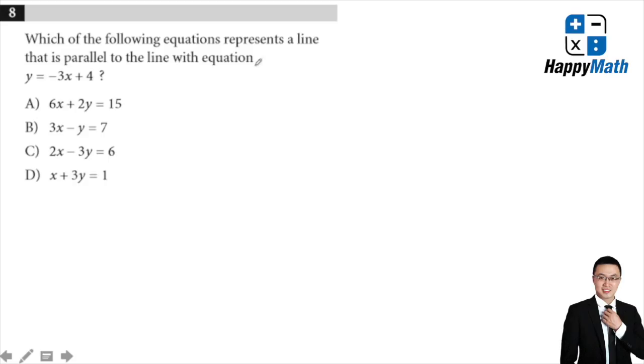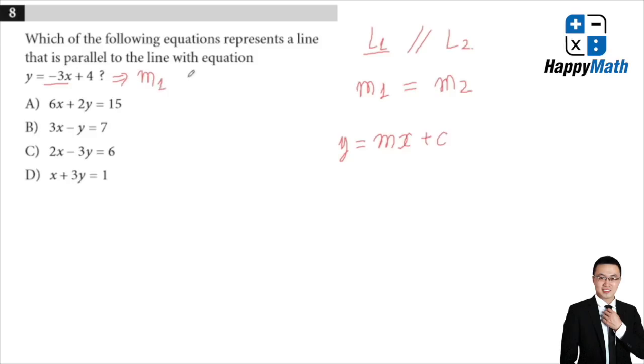Question 8. Which of the following equations represents a line parallel to the line with the equation? We know the condition between two parallel lines: the gradient of line 1 has to be equal to the gradient of line 2. Because it is a linear equation, the line always has the formula y equals mx plus c. From the original function given by the question, the gradient of line 1 is minus 3. So I will find the gradient of each option A, B, C, and D.